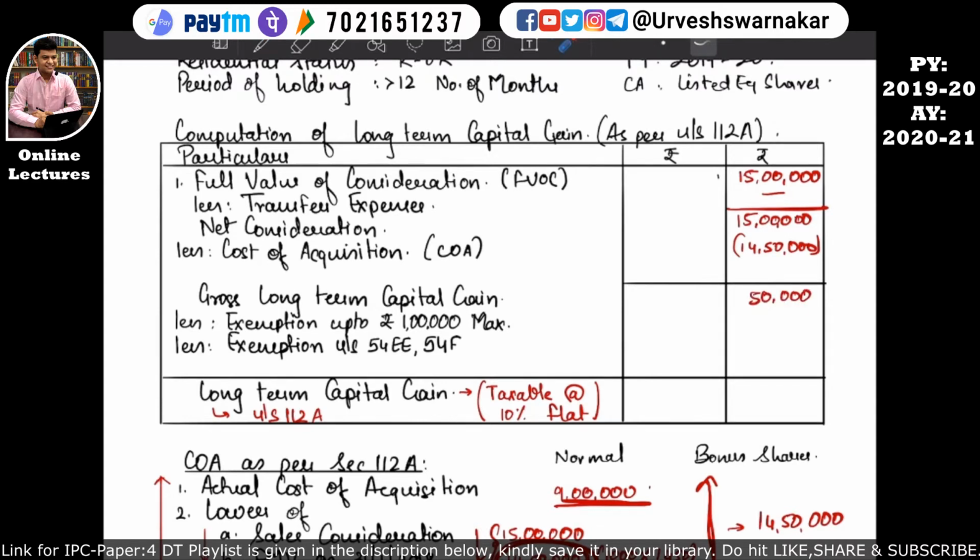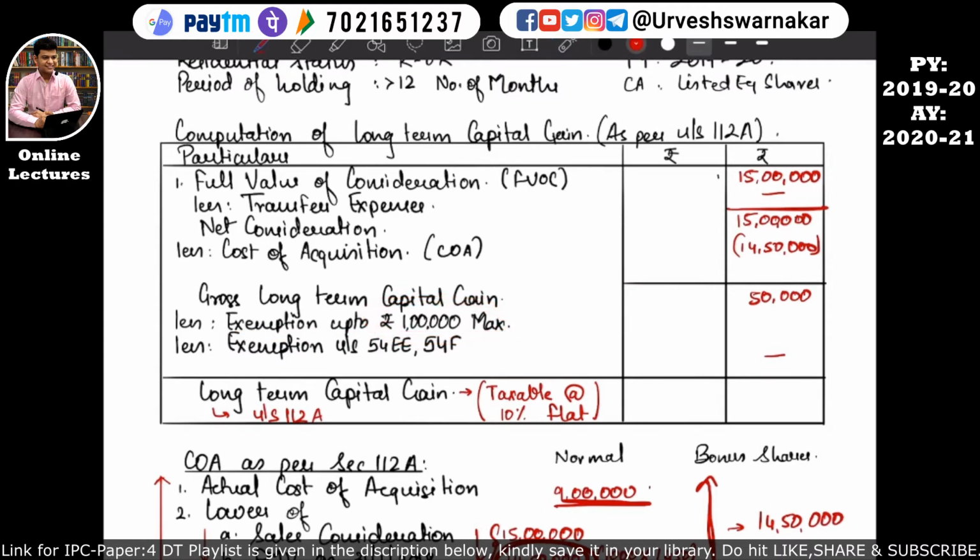There are no details given about the exemption under section 54EE and 54F, so we will put a dash over here. But before that there is one more thing given under section 112A: if there is a long-term capital gain, and such long-term capital gain is being calculated as per section 112A, then there is an exemption available up to rupees 1 lakh maximum.